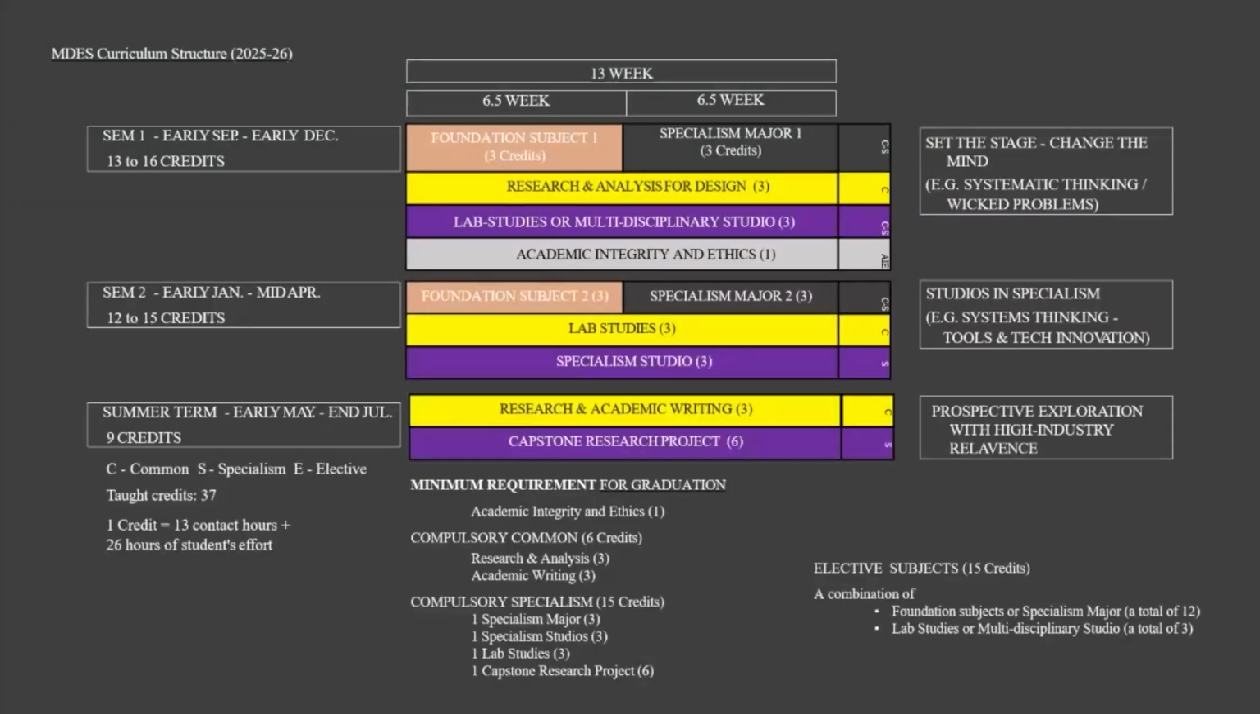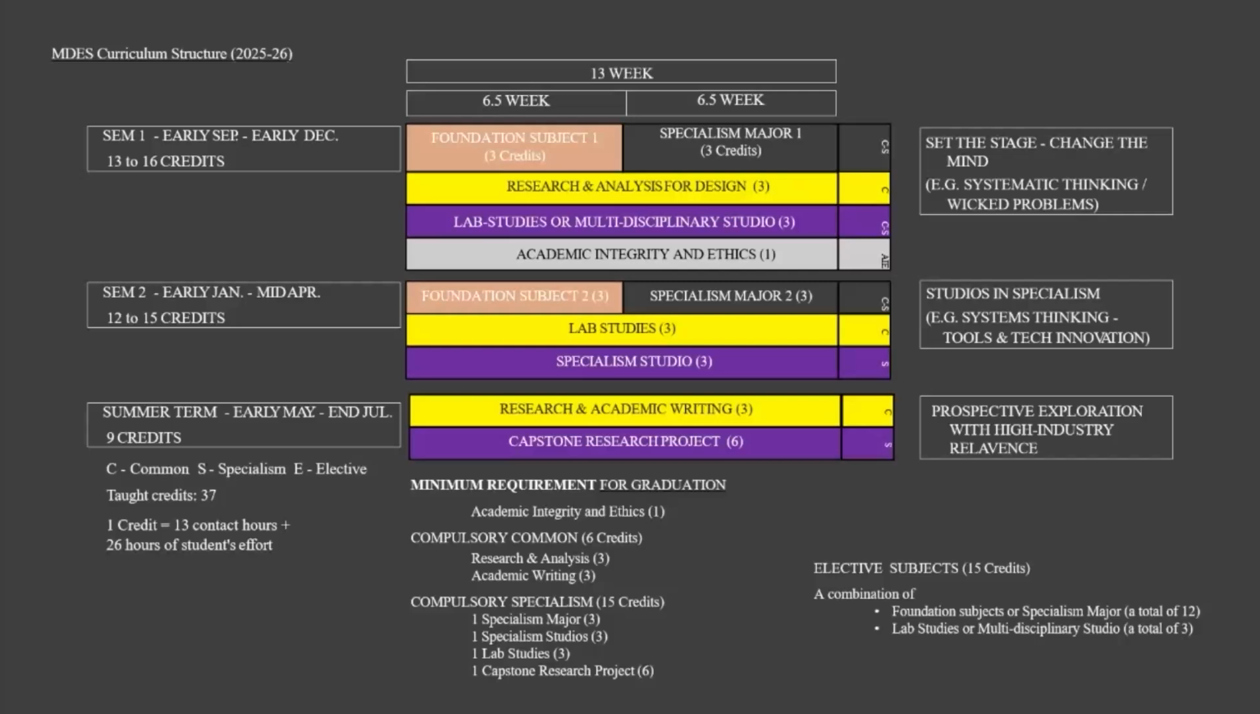So, okay, now come to the curriculum. It's a 3-term curriculum. In total, we have 37 credits, okay? We go through term 1. Every term we have a foundation and specialism major. We also have research analysis for design in term 1, and academic integrity and ethics. That is something new that we have to do. It's 1 credit. So that's why it's 37. How do you calculate 37? 36 is the basic, divided by 3, because each unit is 3 credits, and plus this 1 is 37.